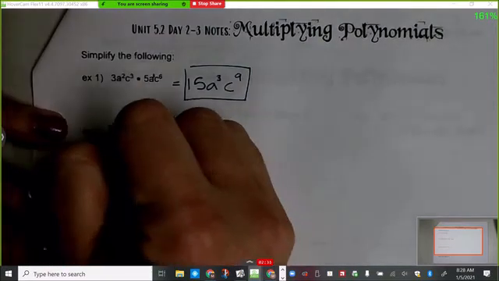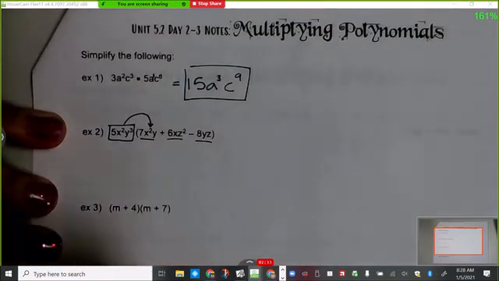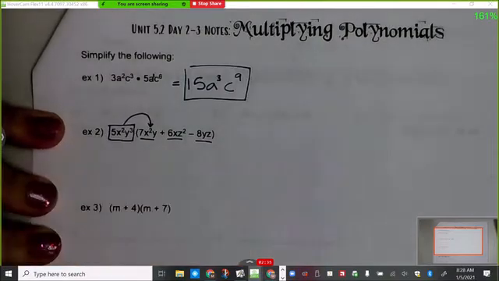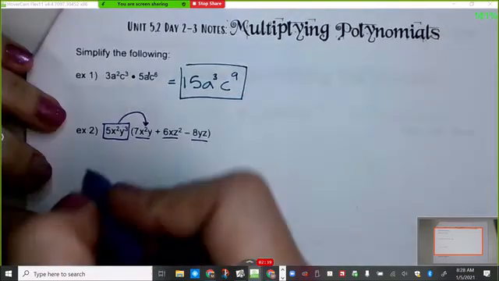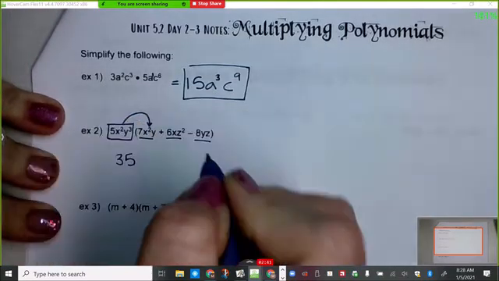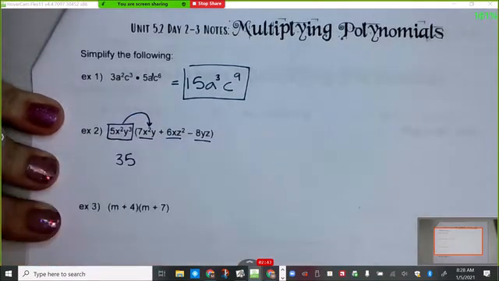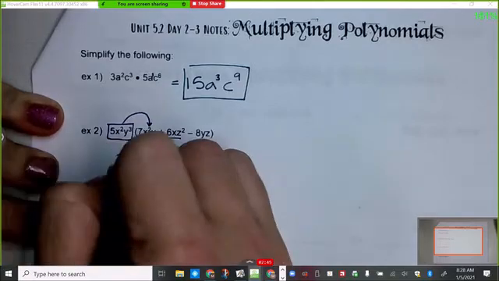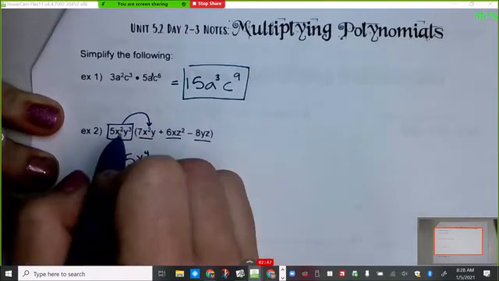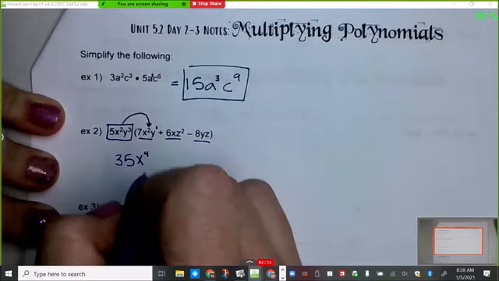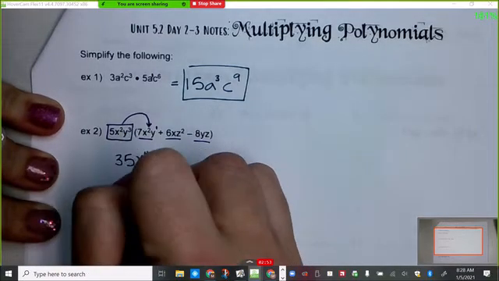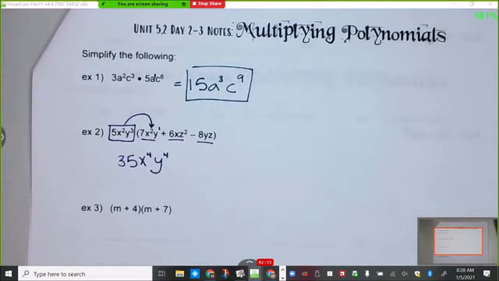So we're going to multiply. What's 5 times 7? 35. X squared times x squared? X to the fourth. And y cubed times y, remember we put a 1 if there's nothing, so y to the 3 plus 1 is 4. So there's our first multiplication set. Phones away.